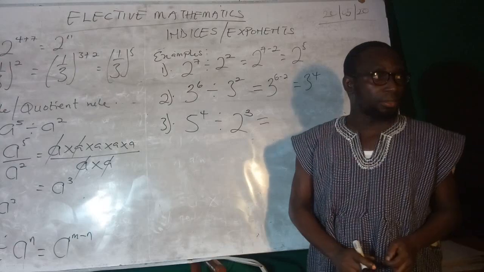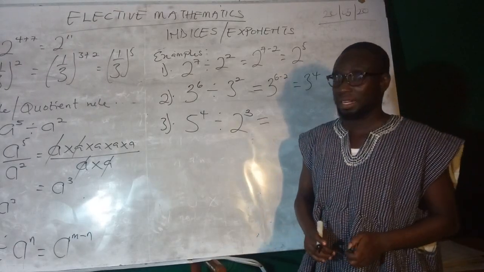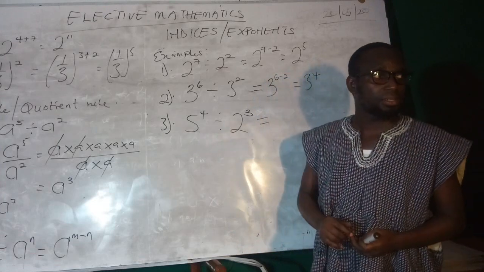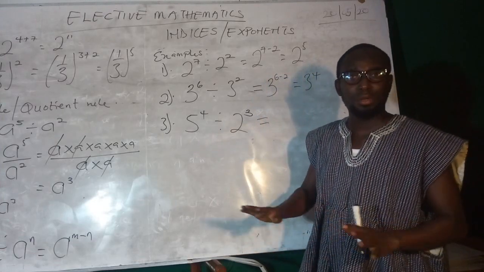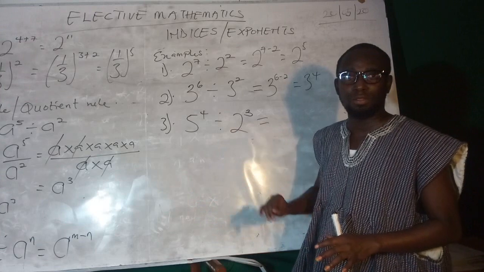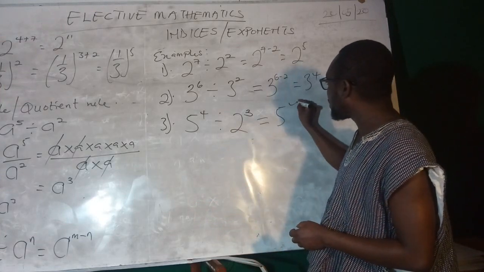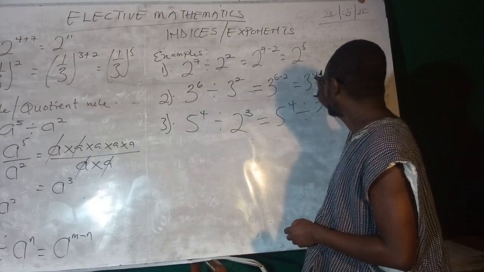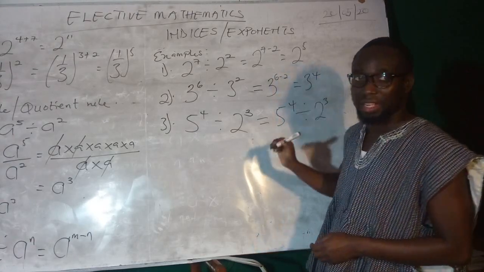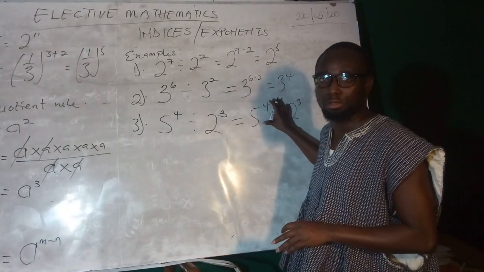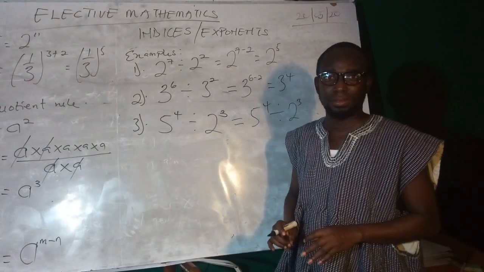Now let's look at this one. For the third one, they do not have the same base. So straight away we say that the law is not applicable over here. So this is the same as 5 raised to the power of 4 dividing 2 raised to the power of 3, because they do not have the same base. So it means that the law is not applicable to such expressions.